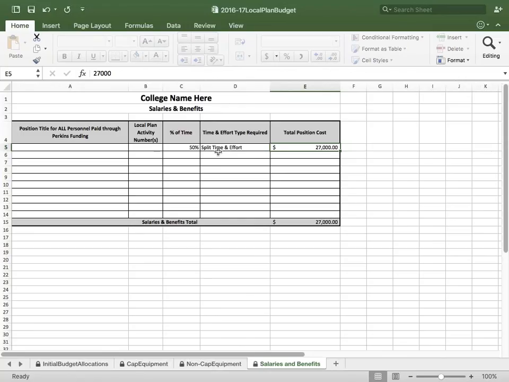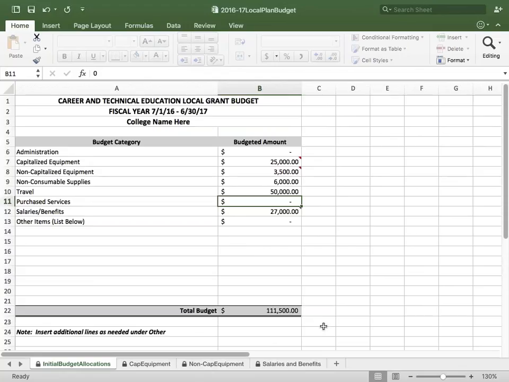And every college will have to do that once they actually receive their budget package. Once you do that, you will then have your initial budget listed here. Now you may have other line items that you use. We only listed the most common here, so you may want to add additional things.